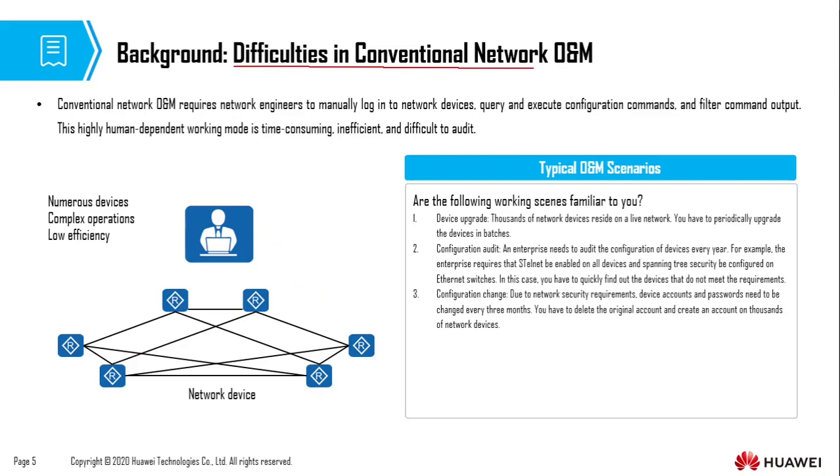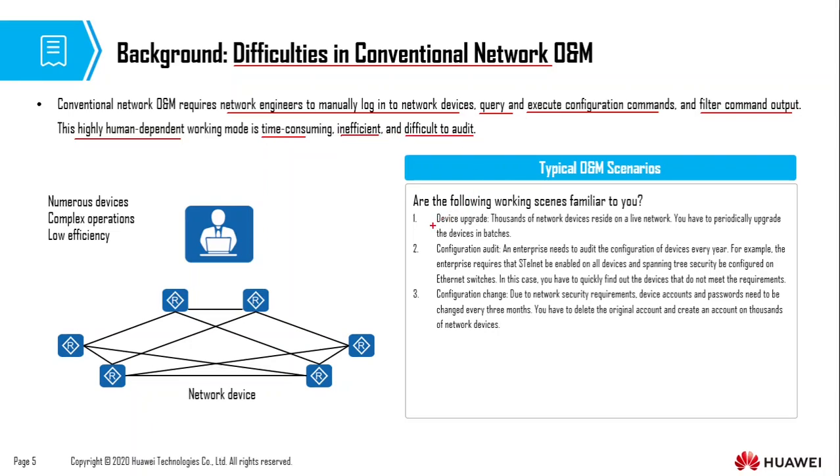We begin by looking at the difficulties that you experience in managing or running the conventional network O&M. Conventional network O&M requires engineers to manually log into the devices, then query those devices and execute configuration commands, and thereafter filter command output. We know that we do this using protocols such as Telnet, SNMP, and others. So this is a highly human-dependent working mode, which is time-consuming, inefficient, and difficult to audit.